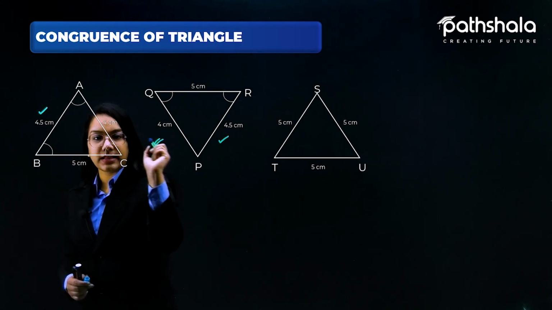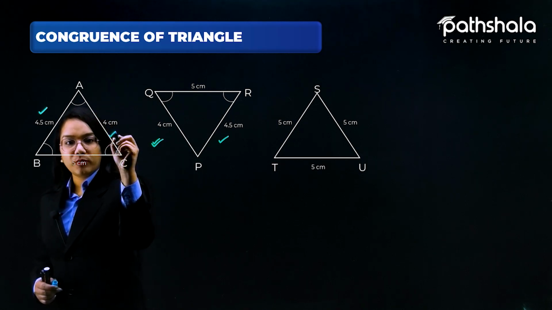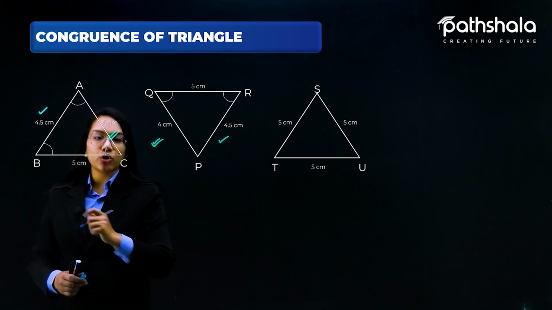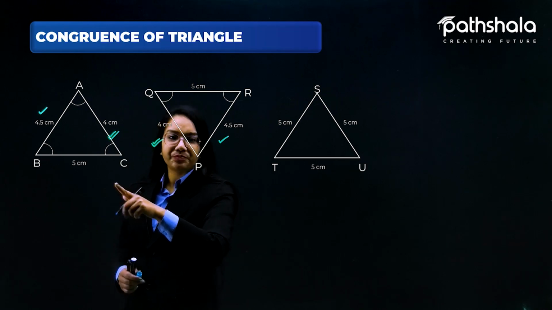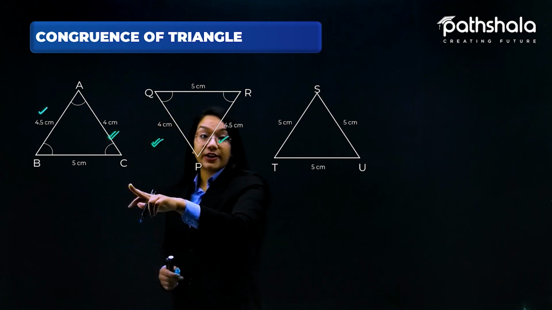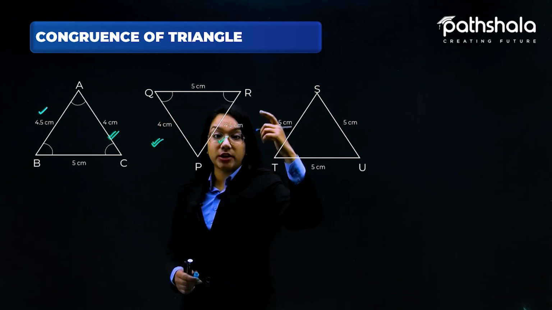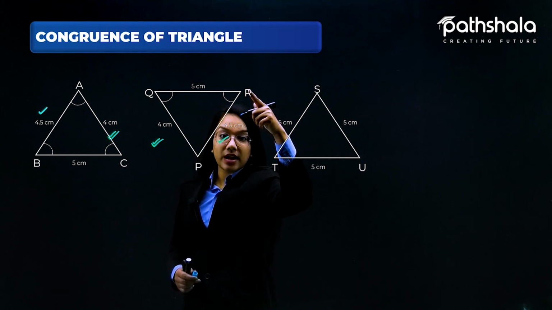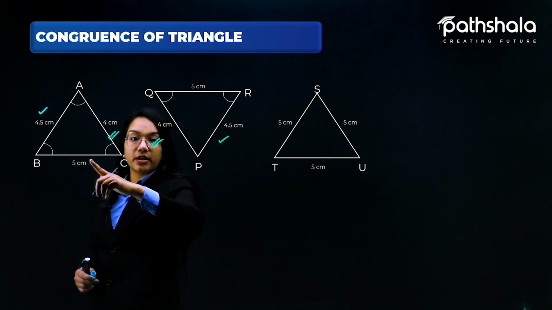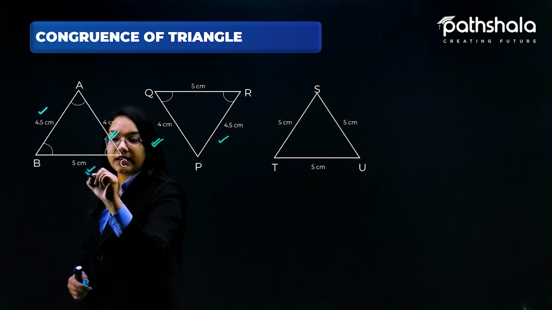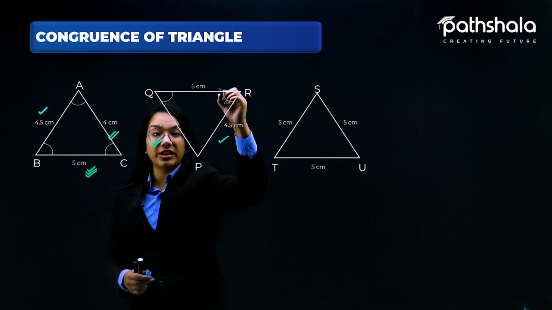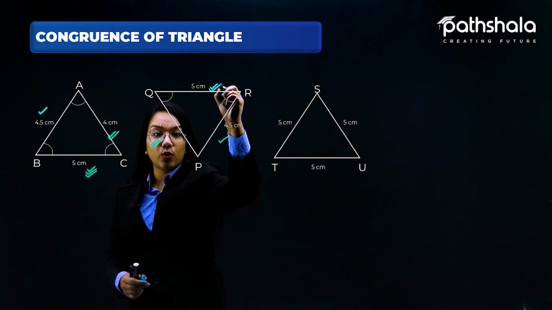So this side is actually coming equal to this side. Now furthermore, you can see BC is actually coming equal to nothing but RQ. You can see that this is 5 centimeter, this is 5 centimeter. So this side is actually coming equal to this side. So what does it mean?